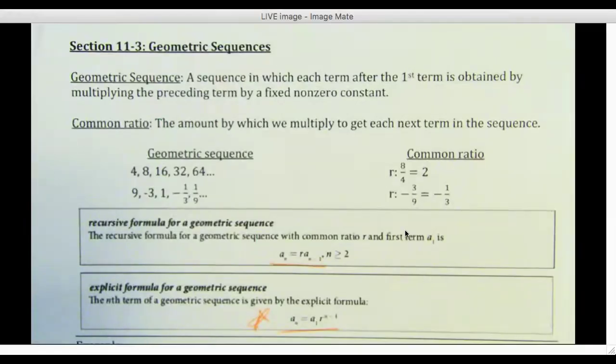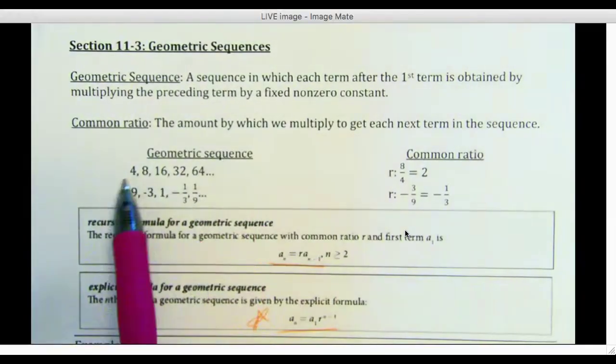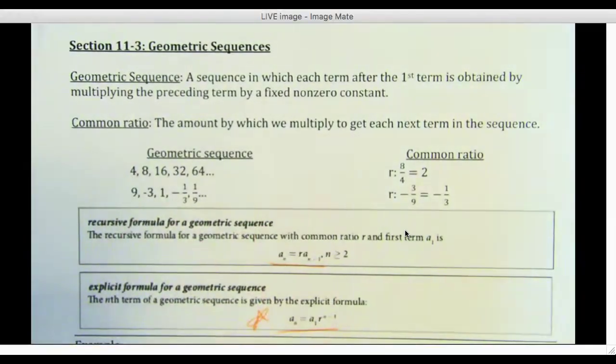All right, so this is section 3, and in this section we are going to be looking at geometric sequences. So these work a little bit differently than arithmetic sequences. From one term to the next, we're not adding the same amount or subtracting the same amount. Now we have a ratio where we're multiplying by the same amount.